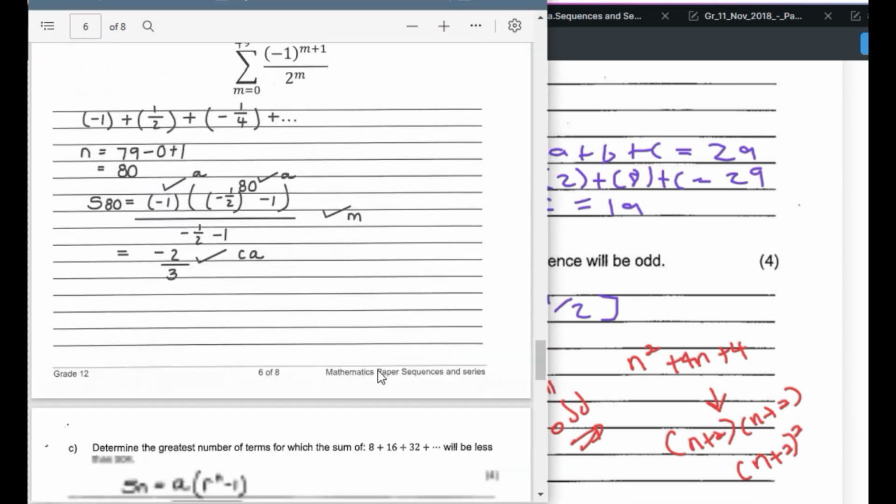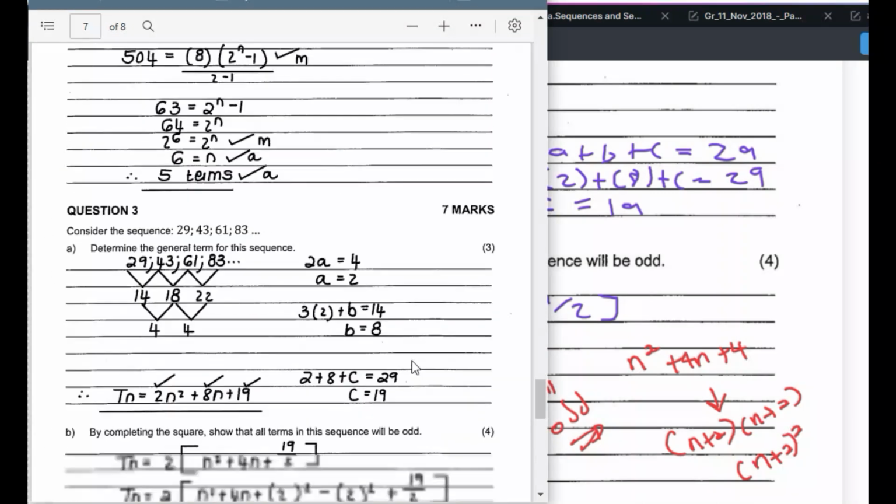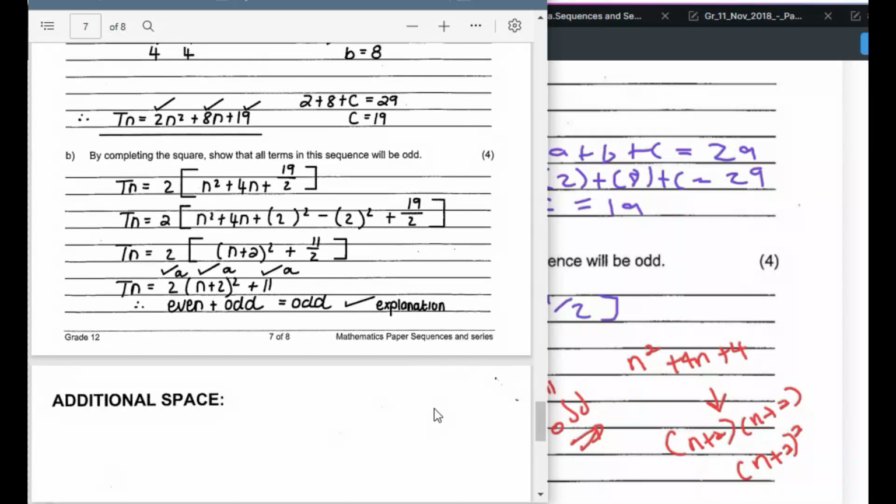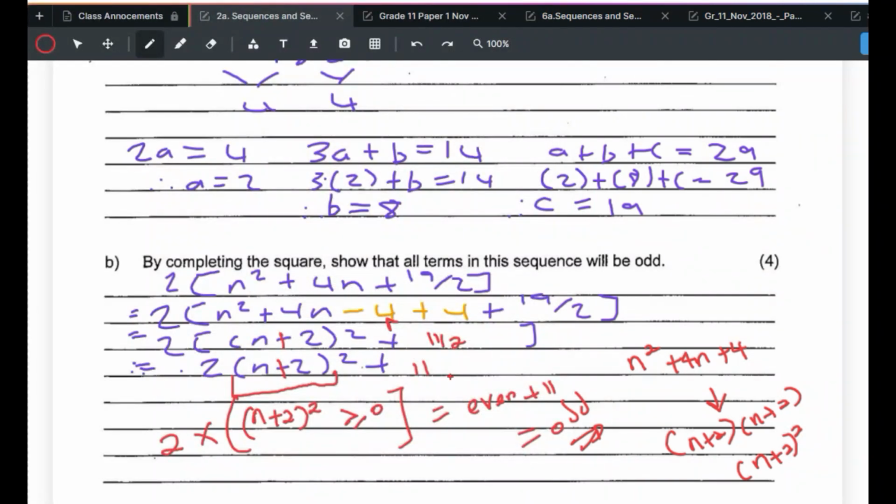Let me even see how they did that in the memo. Yeah, more or less. So they just wrote even plus odd is equal to odd. That was the whole explanation they gave in the memo. That's ridiculous on so many levels. But anyway, we'll take it. Does that make sense? Yes, sir. Okay, so that is it for this paper.